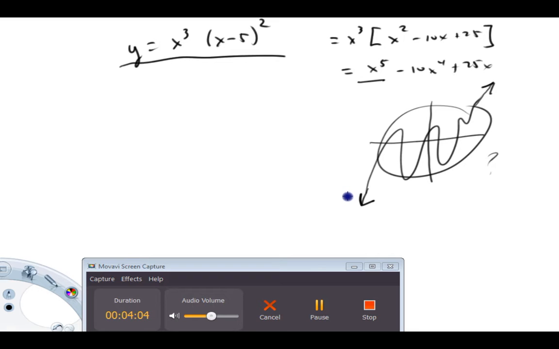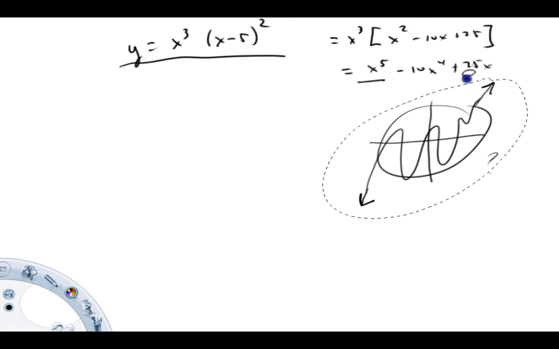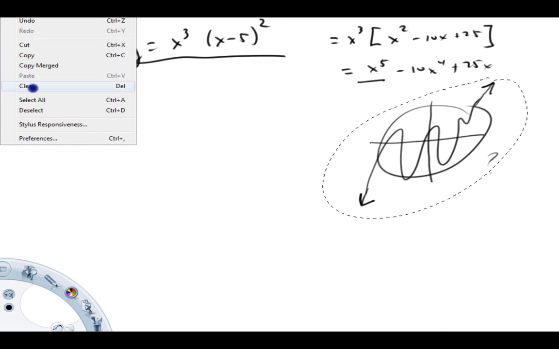It probably will, however, have relative extreme values, relative mins and maxes, and we're going to look for those now in this example. Let me get rid of this just to get some more room.